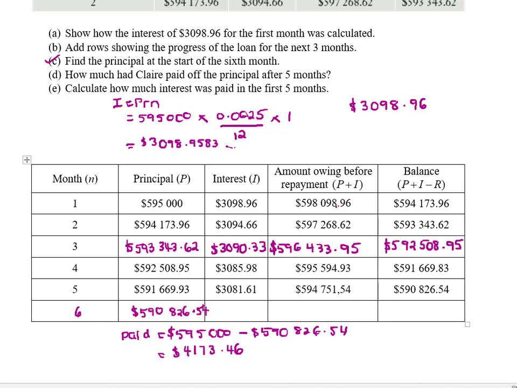Part E then says, how much interest was paid in the first 5 months? Well, to work out the amount of interest, what I need to do is add up my interest column. So I simply get out my calculator and add all of these numbers together, and my calculator gives me a number of $15,451.54, and that's how much interest Claire has paid in the first 5 months.